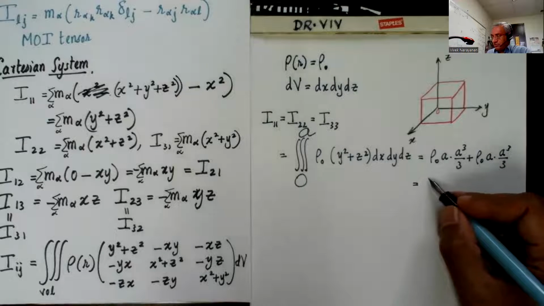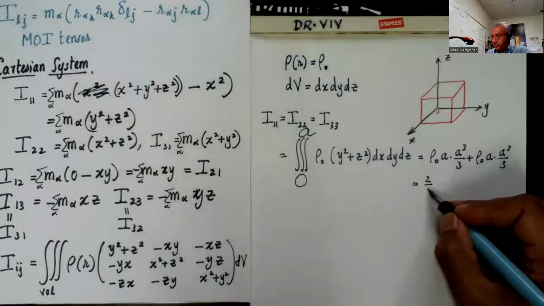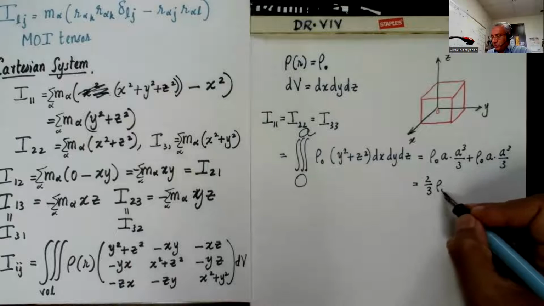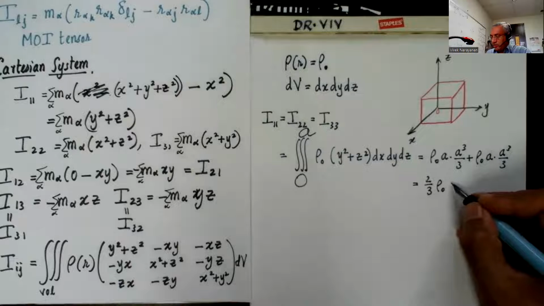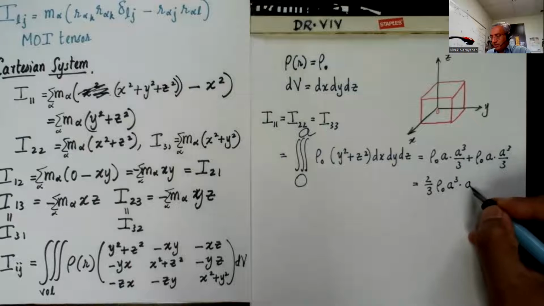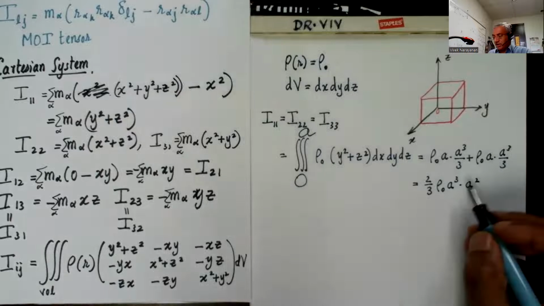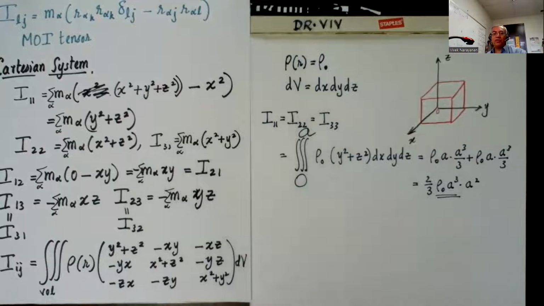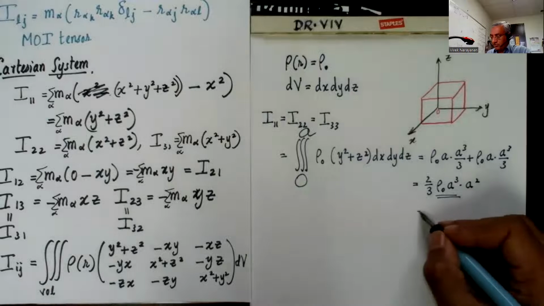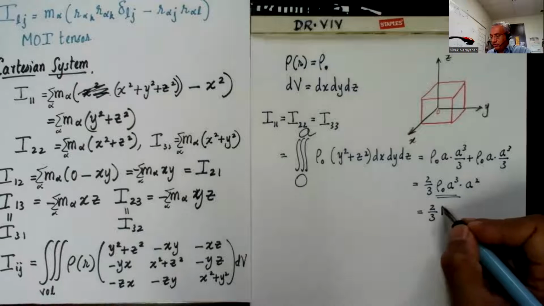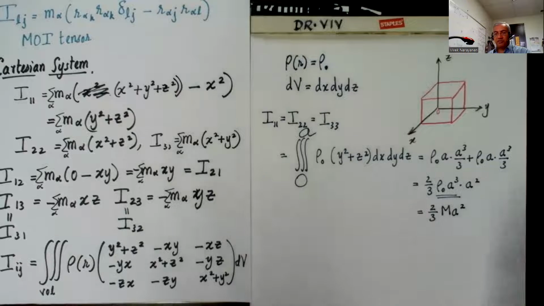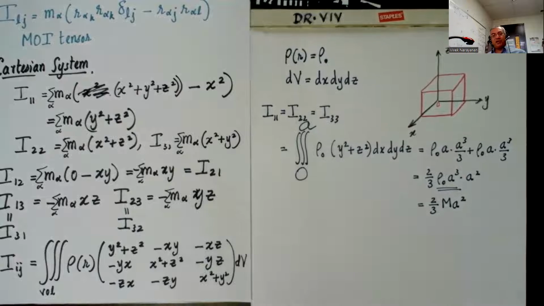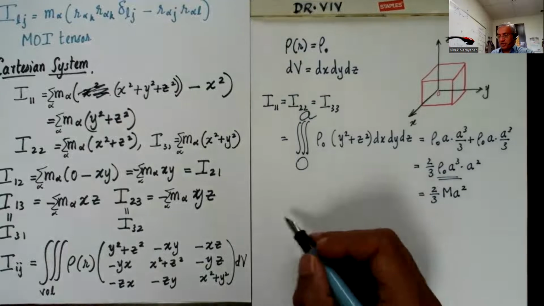So we can write this as 2/3 rho naught a cubed times a squared. The reason I do that is because density times volume is precisely the total mass. It's always favorable to write things in terms of the total mass, m, of the object. So I have the principal moment. Now what about the cross terms?